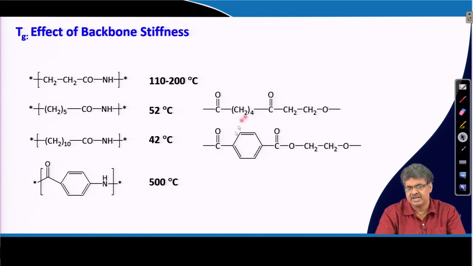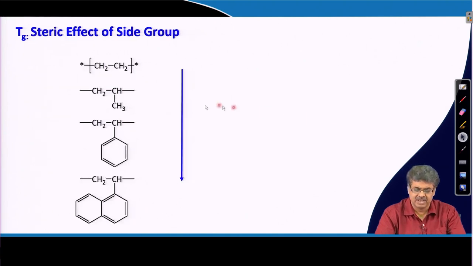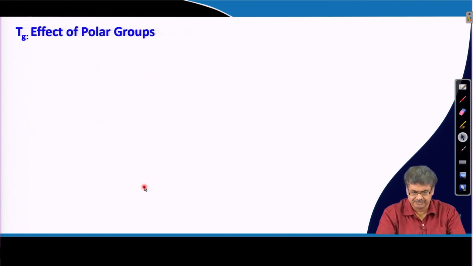Similarly, if you compare these two, obviously this is much stiffer, it should have a much higher Tg value compared to this polymer. When you compare the steric effect of a side group, you can see that as we increase the size or bulkiness of the side group, the steric effect increases and the rotation around this single bond becomes more difficult and stiffness increases. As a result, Tg goes up as we increase the steric size of the side group.